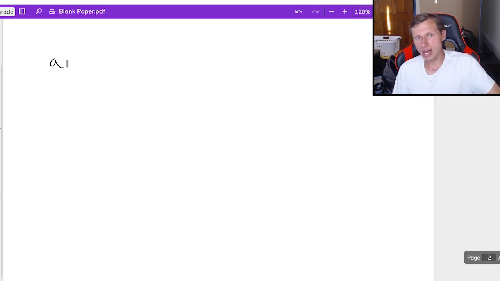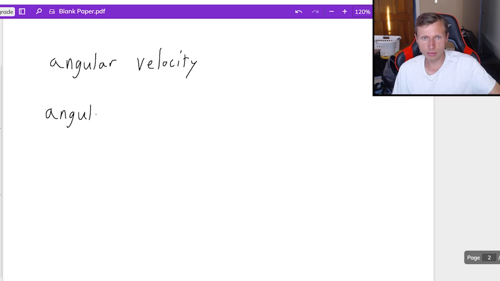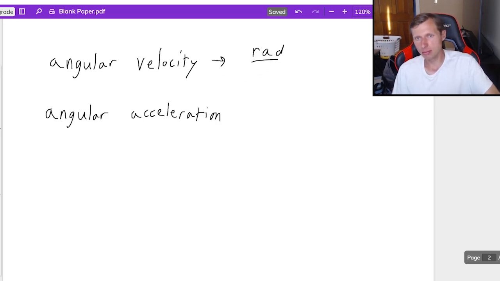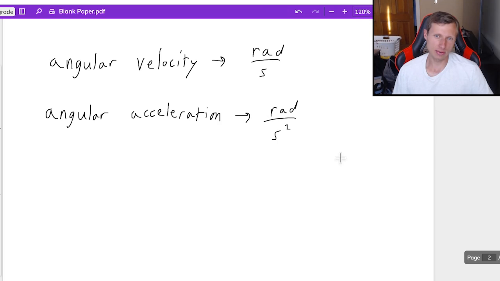After torque, we get into the other radial units. For instance, we have angular velocity and angular acceleration. These quantities have the units radians per second for angular velocity and radians per second squared for angular acceleration. Now you may not know what a radian is, but the good news is you don't even need to know what that means. In case you're curious, I will give you the conversion.